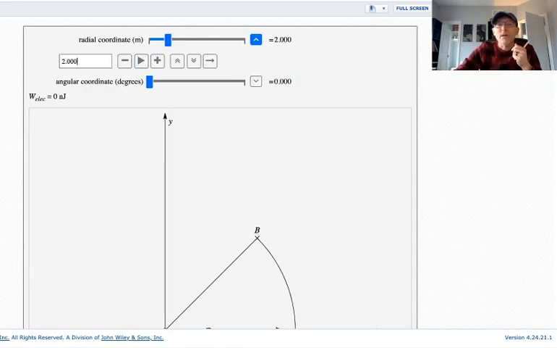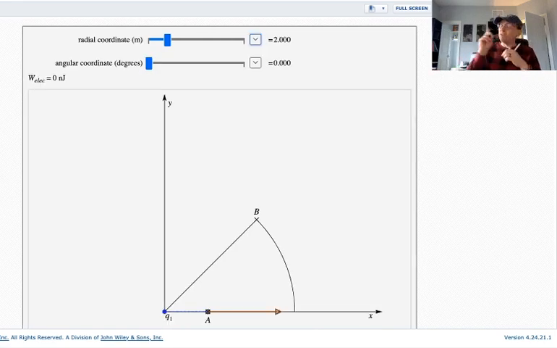Okay? And I'm going to move it again from A to B, but now I'm going to take a different path. This time, I'm first going to swing out along the angular part. Notice the work. None. Till I get to about 45 degrees. Well, what I want is exactly 45. There we go. And then I increase the radial coordinate from 2 meters to 6 meters. There's where the work is happening. And look how much work was done. The same as before, 6 nanojoules, even though I took a different path.